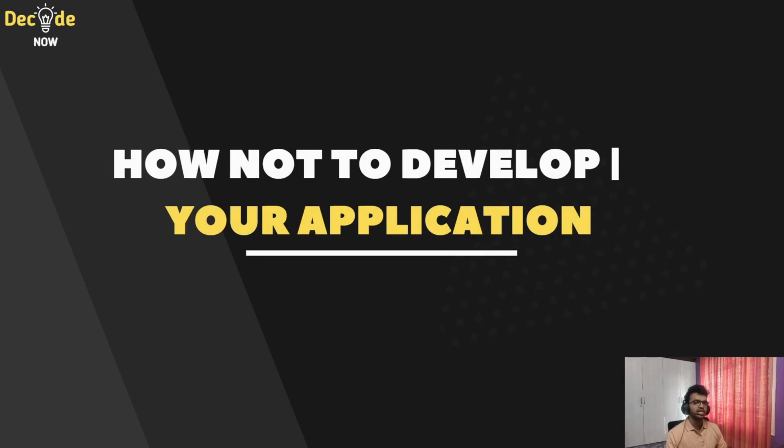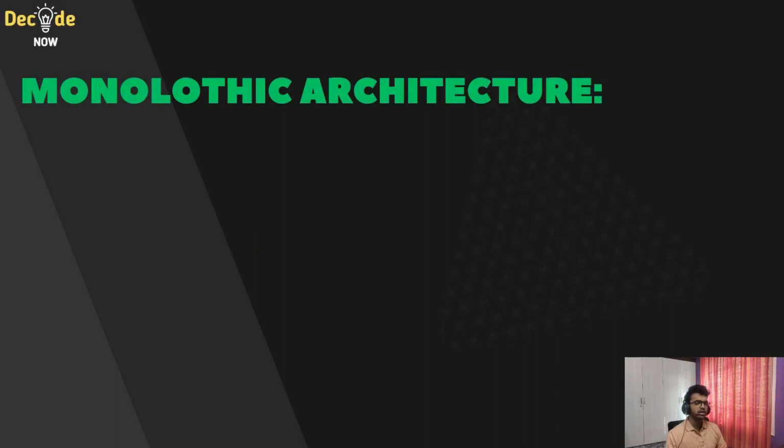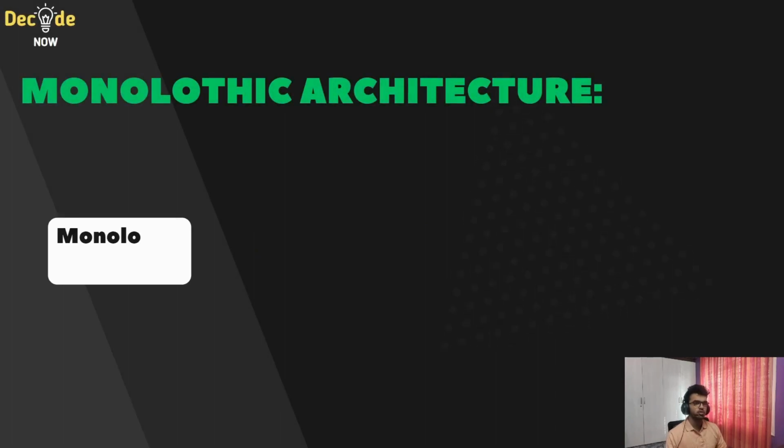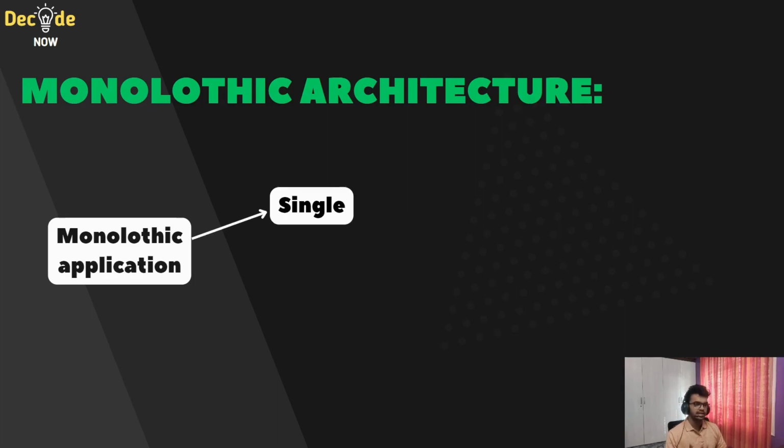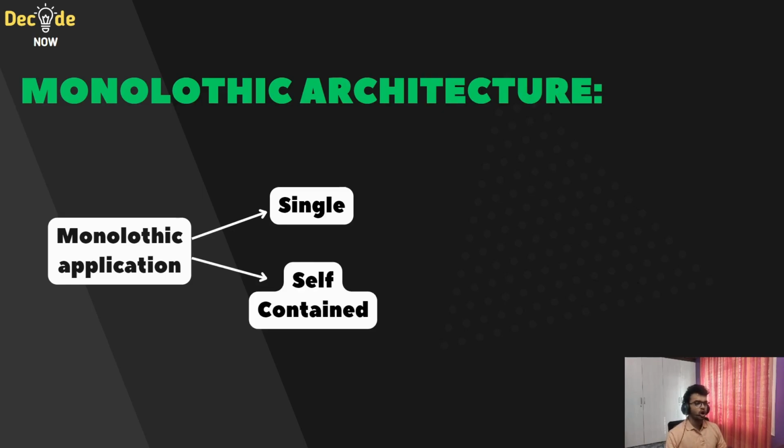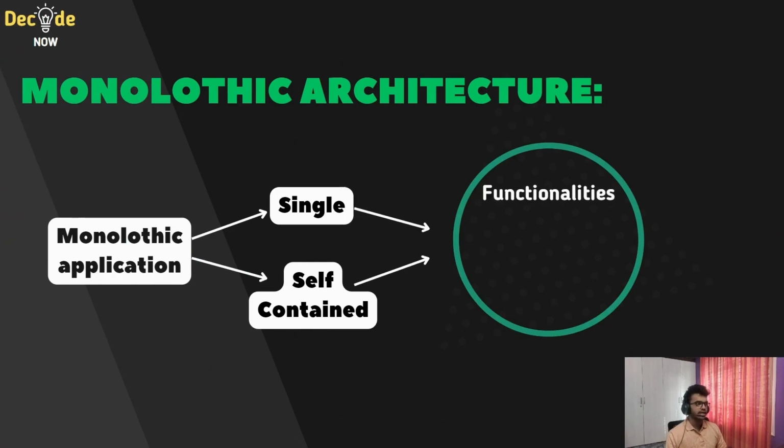our application, that is using monolithic architecture. In the past, most applications were developed using monolithic architecture. So, a monolithic application is a software application that is built as a single and self-contained unit. In this architecture, all the functionalities and the components are integrated.